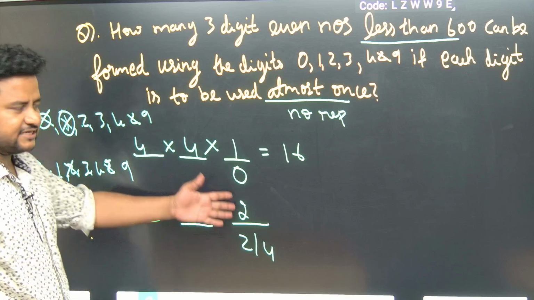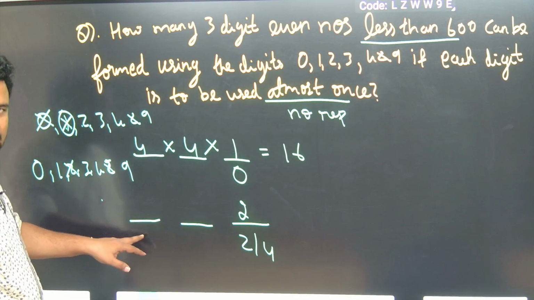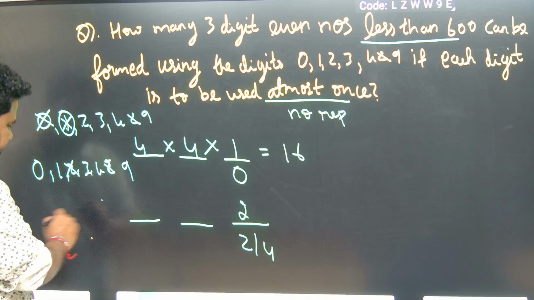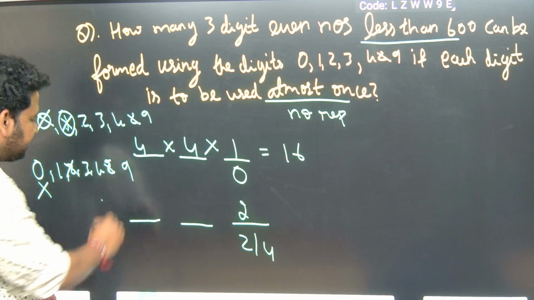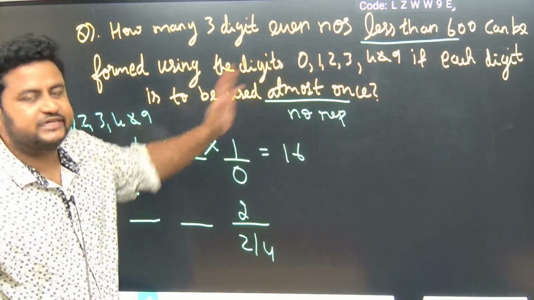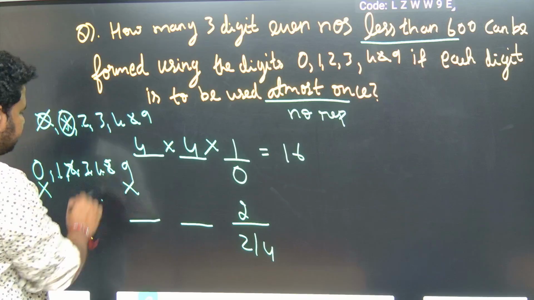I am writing it in single possibility. I have used 2. Remaining, how many possibilities are there? See here, definitely 0 cannot come, because it will not be even. And definitely 9 cannot come, because it would become more than 600. So definitely how many possibilities are there? 1, 2, 3.